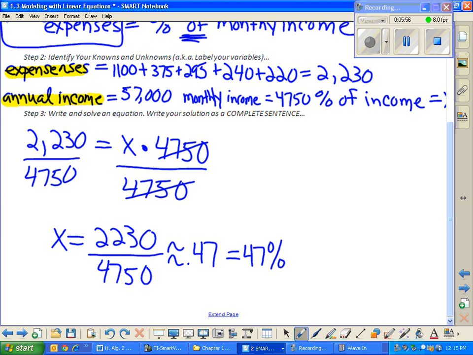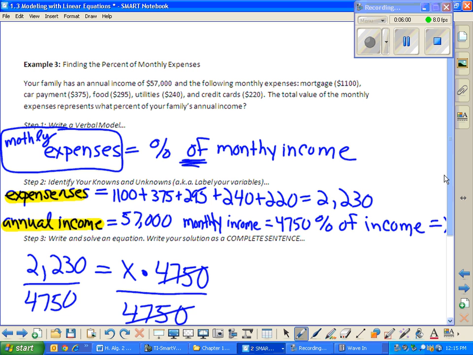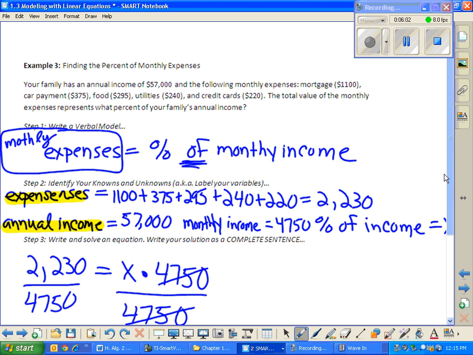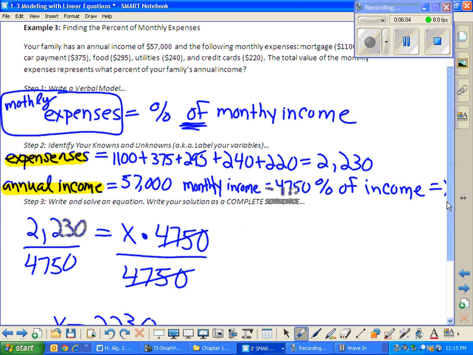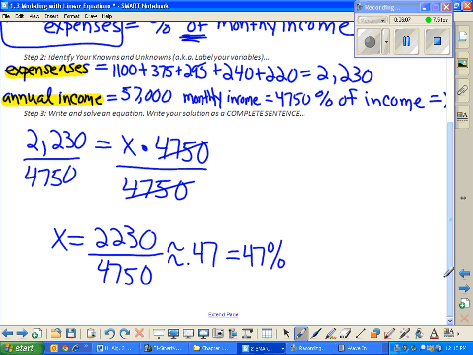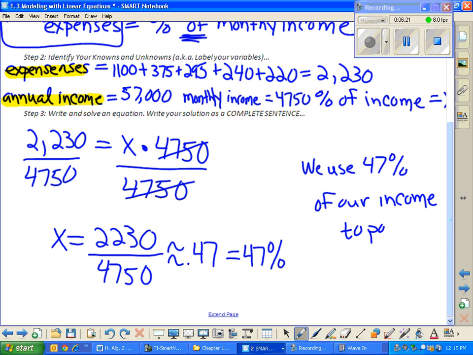So we could say that to answer the question in a complete sentence, we could say it says what percent of your family's annual income is utilized on expenses. We could say we used 47% of our income to pay our monthly expenses.